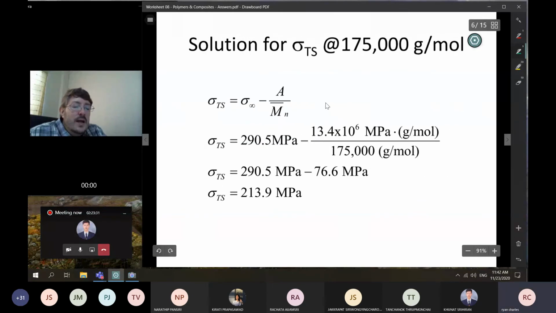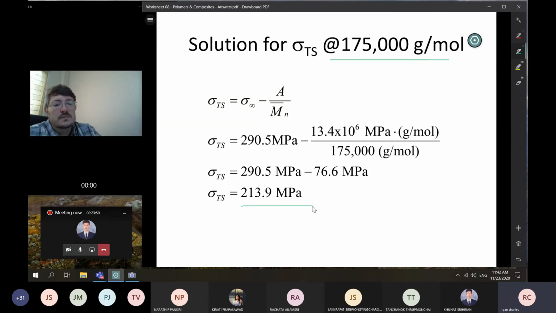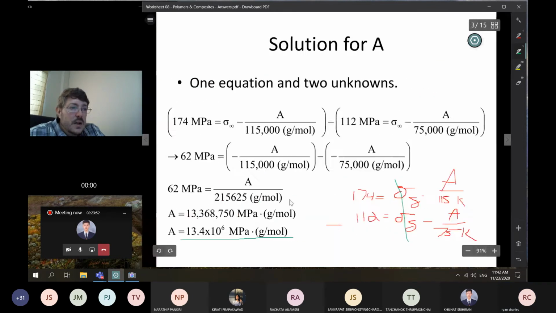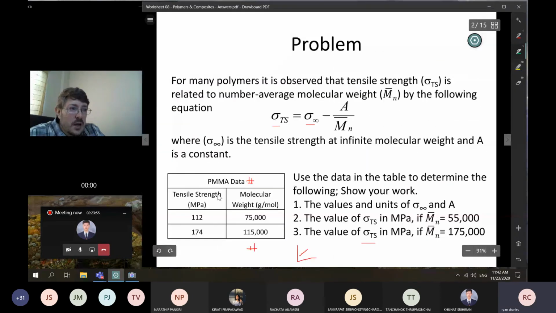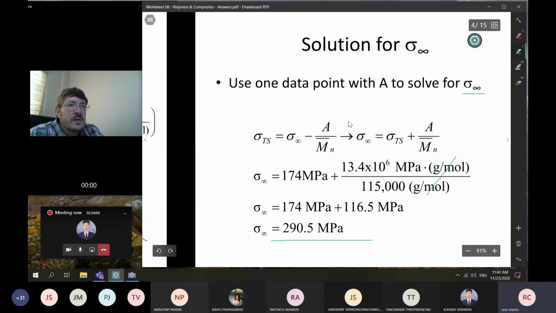Now what happens if we extrapolate here, right, to the higher strength, not the lower strength? So 175,000 grams per mole. All right, so again, higher molecular weight. Here's our little correction factor, 213.9 MPa. Again, this strength was lower, this strength was higher, approaching 290. And that corresponds with what we understand about the data in this equation.